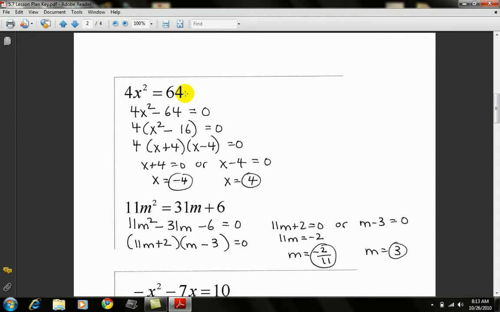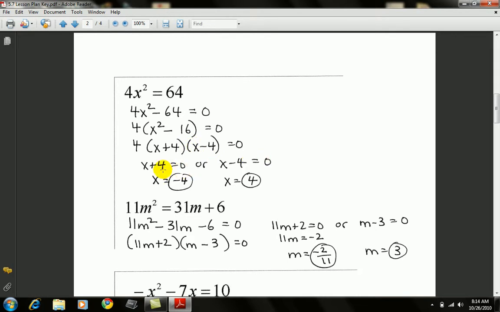4x squared equals 64. When I put it in standard form, 4x squared minus 64 equals 0. I factor out the GCF, which is a 4. I then have x squared minus 16. X squared minus 16 breaks into x plus 4 times x minus 4. Now, when I go to set up my cases, even though there's a factor of 4 there, I basically ignore it. Because if three things are multiplied together to equal 0, you know for a fact 4 is not equal to 0, so you virtually ignore that 4. 4 equals 0, no it doesn't, forget about it. So you only set the things with letters in it equal to 0.